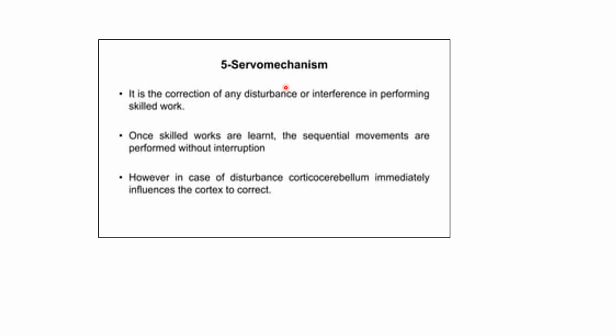Next, coming to the fifth one, servo mechanism. It is the correction of any disturbance or interference in performing skilled work. Once skilled works are learned, the sequential movements are performed without interruption. This is also done by the corticocerebellum. However, if any disturbance occurs, the corticocerebellum can immediately influence this mechanism, that is servo mechanism. For example, if a particular work is learned, the sequence of the movements is stored in the cerebellum and performed without any interruption. So it decreases the burden on the cerebral cortex.